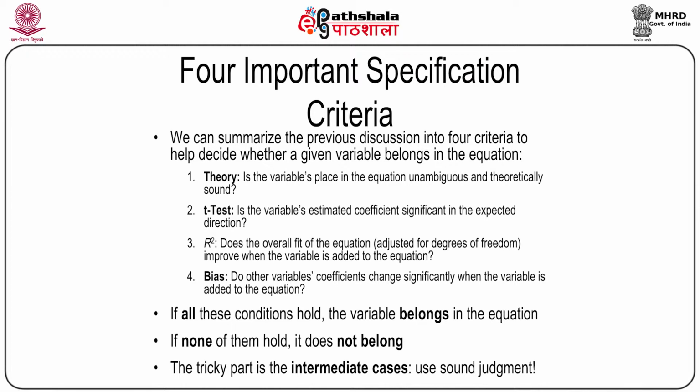In this lecture, we will start our discussion with some important specification criteria. We can summarize the previous discussion into 4 criteria to help decide whether a given variable belongs to the equation. First of all, we have some suggestion from economic theory. Is the variable placed in the equation unambiguous and theoretically sound? Then we have to go for the t-test. Is the variable's estimated coefficient significant in the expected direction?